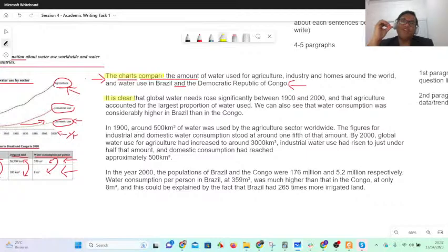If you were to write a different kind of answer, and start the second paragraph with, "The table shows," right? Or "Global water rose significantly between 1900," right? If you repeat that same structure for almost every paragraph, you start with a subject, right? And you name that subject as well. That doesn't show grammatical range, okay?